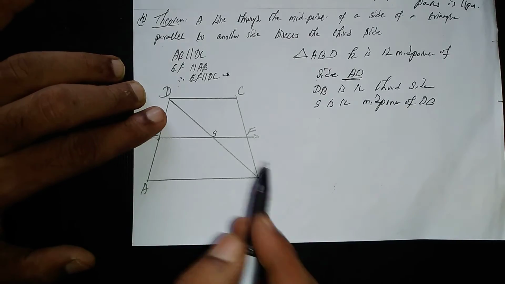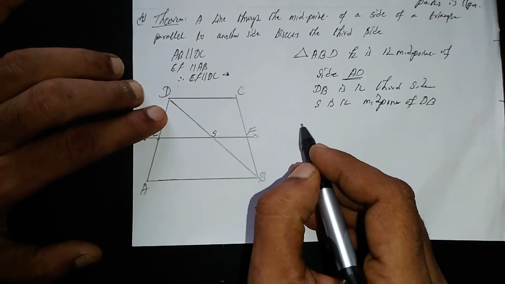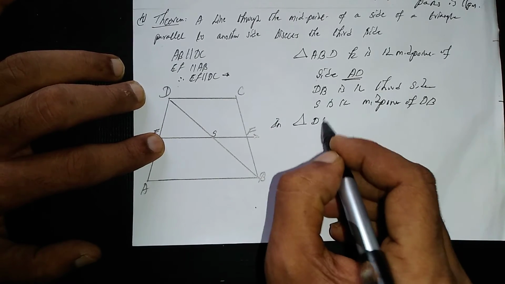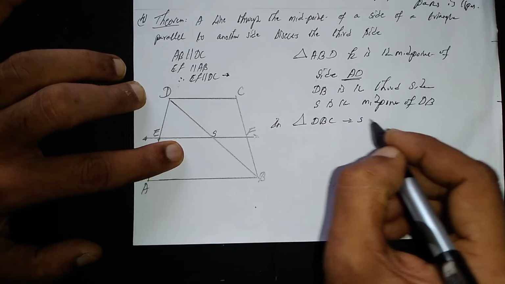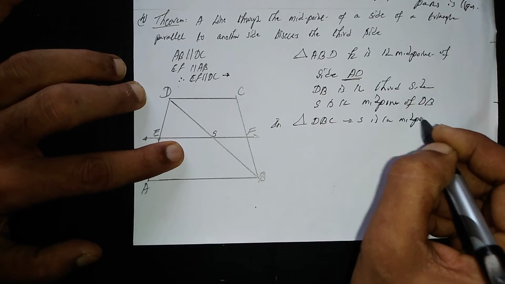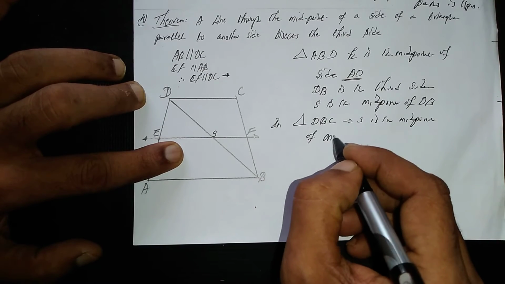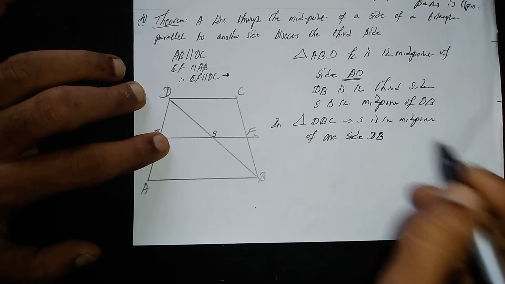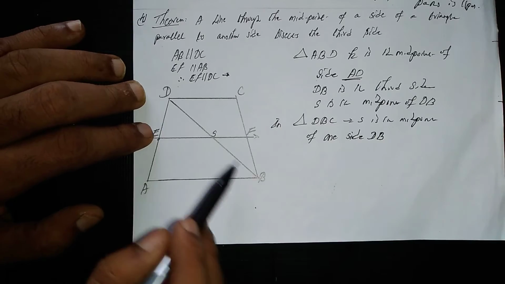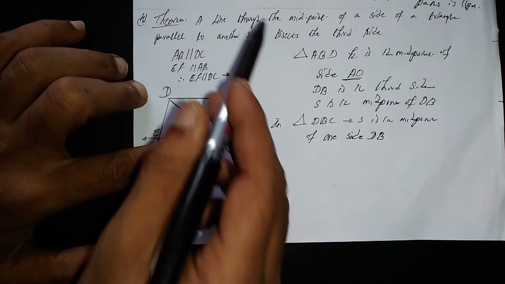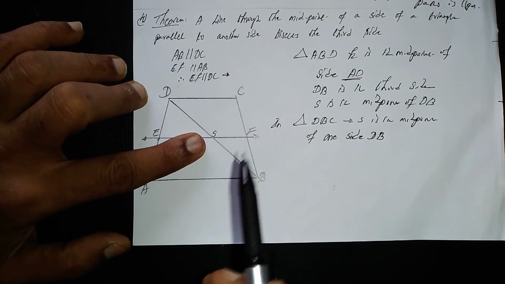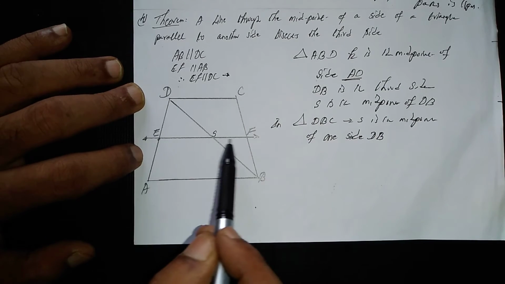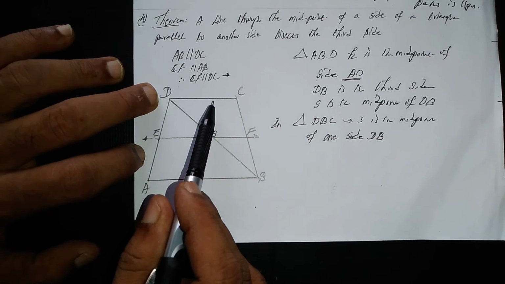Now let us take triangle DBC. In triangle DBC, S is the midpoint of one side, side DB. Here a line is drawn, this EF, and this EF is parallel to DC. We already proved that.